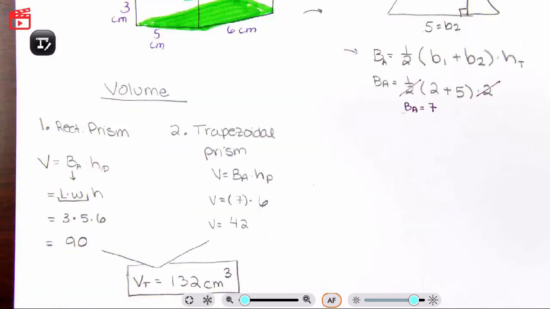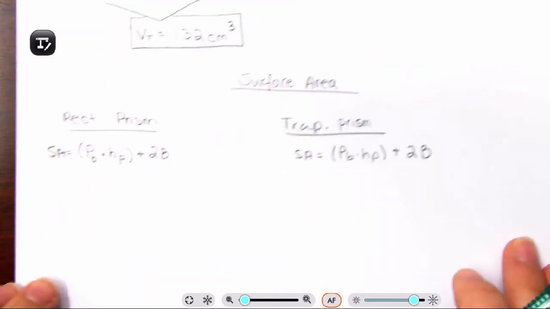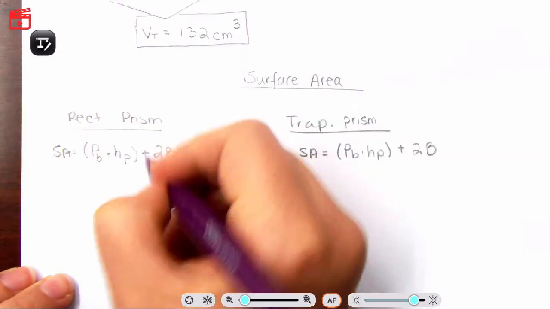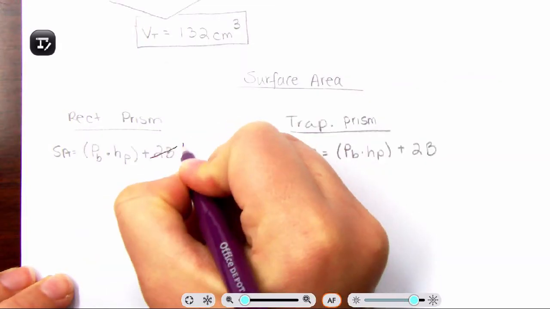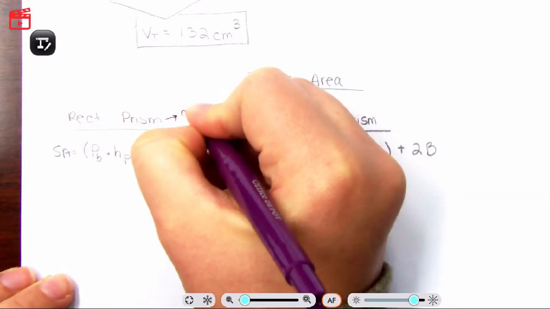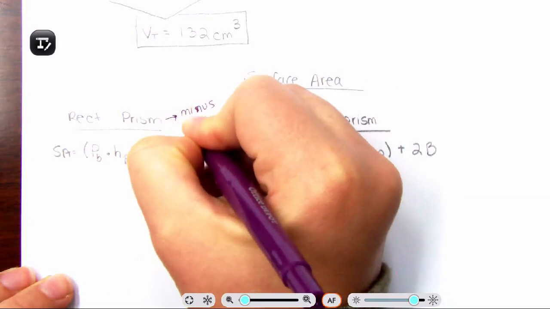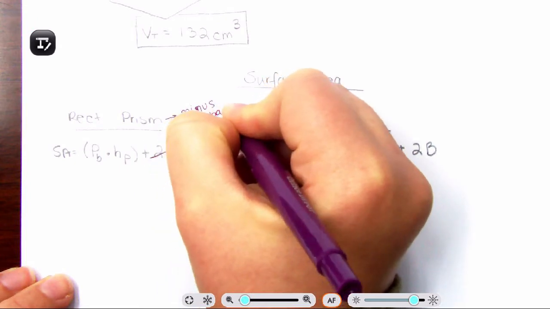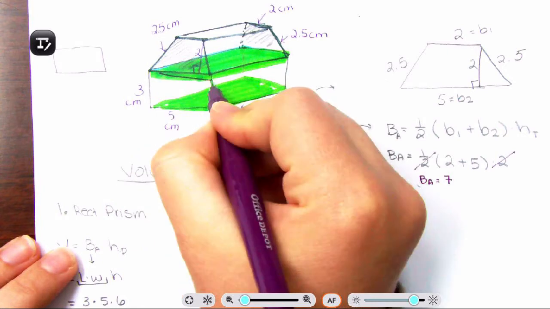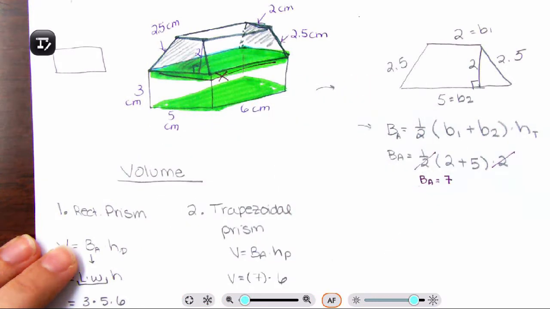So instead of having two areas of the base, I have only one, just one, because I have a rectangular prism minus one base. This one here for the rectangular prism doesn't exist.